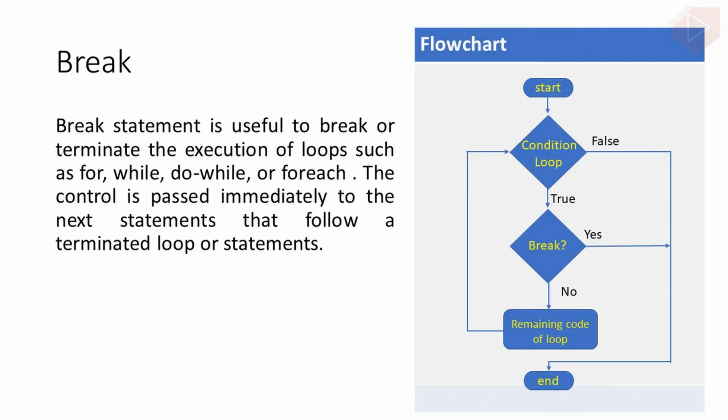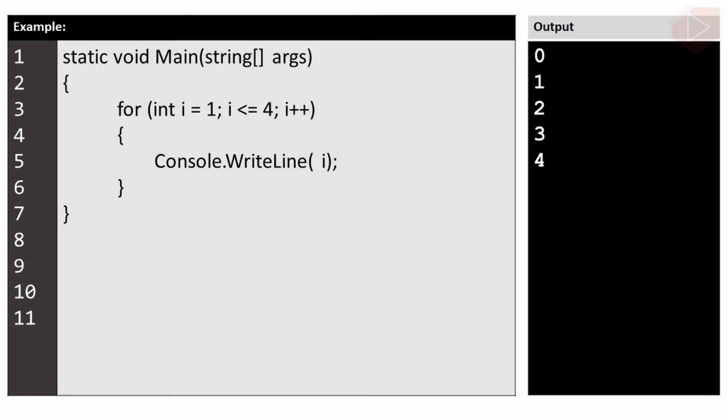A break statement is useful to break or terminate the execution of loops such as for, while, do while, or for each. The control is passed immediately to the next statements that follow a terminated loop or statements. The sample is a for loop without using a break statement. The program will print 0 to 4.